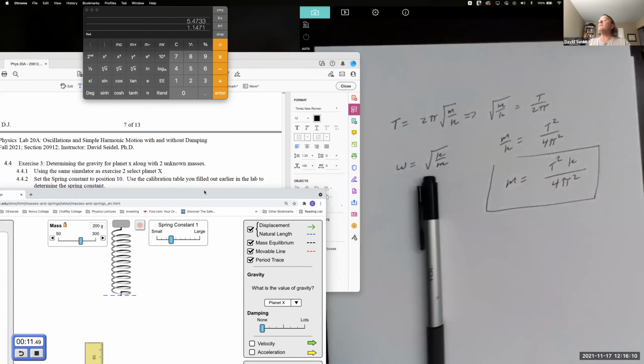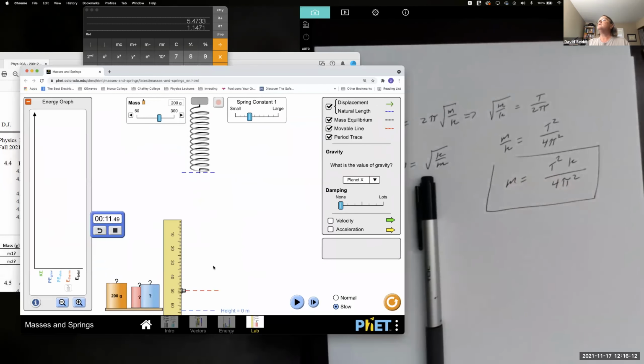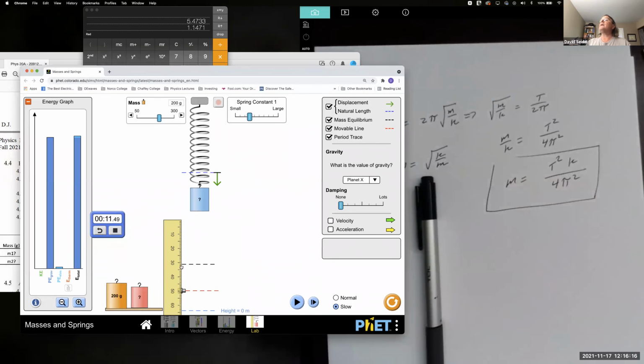So from this, we're on planet X. You're going to put on an unknown mass.